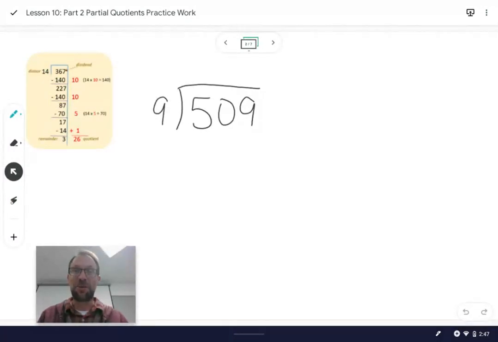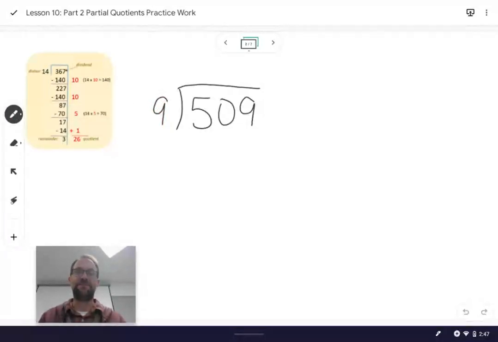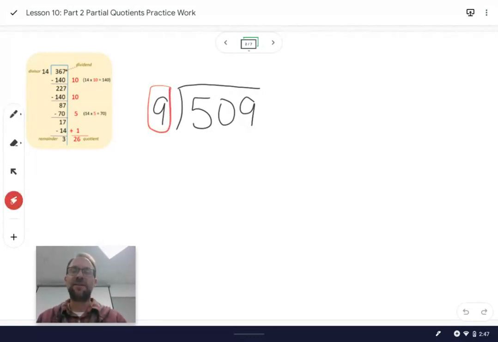So let's start with this problem here. This one reads 509 divided by 9. And we're going to start with the same question that we ask ourselves each time. And that question is, how many groups of 9 are there in 509?